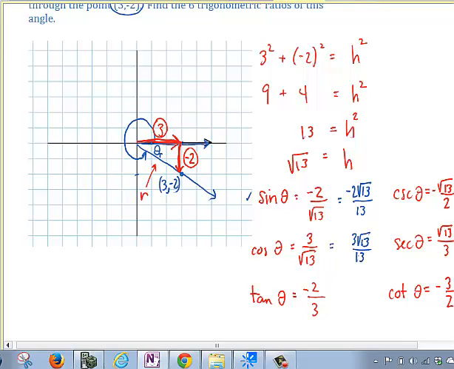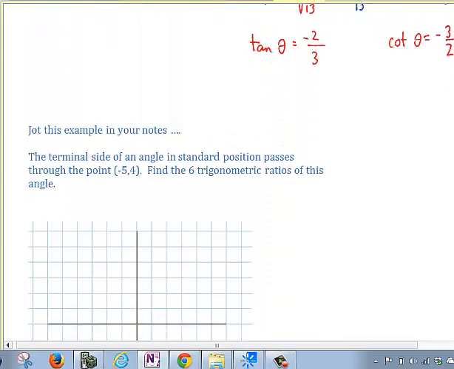A word of advice when you're putting this together: if you have a fraction that needs to be rationalized, wait until the very end of doing the 6 ratios. That way you can just do the reciprocal first, and then if rationalizing needs to be done, you just identify the ratios that have a radical in the bottom. Now, let's look at one for your notes.